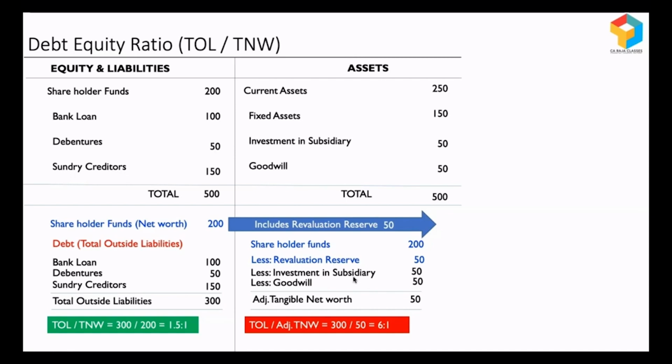So most of the banks have this ratio as well. They not only look at TOL by TNW, they'll also see what is behind this. Okay, what is the reality, what is the exact face of this business, and that gets communicated through TOL by adjusted TNW.